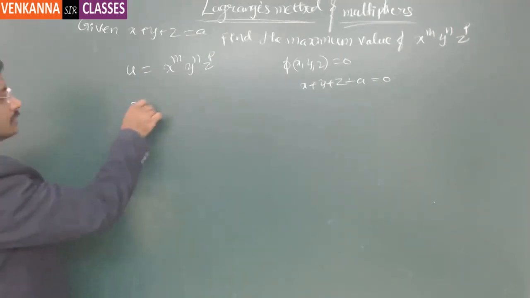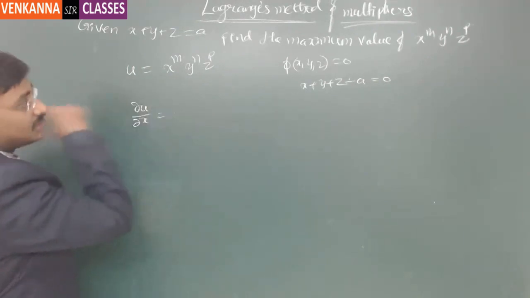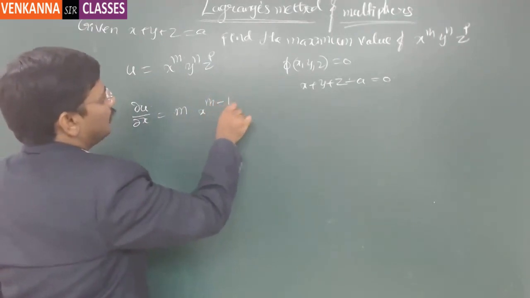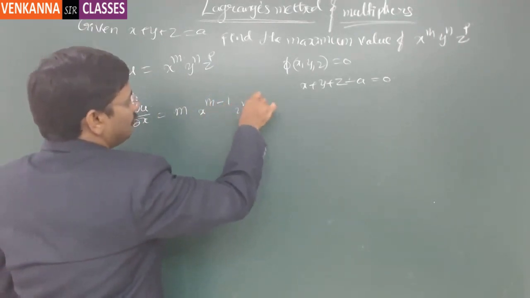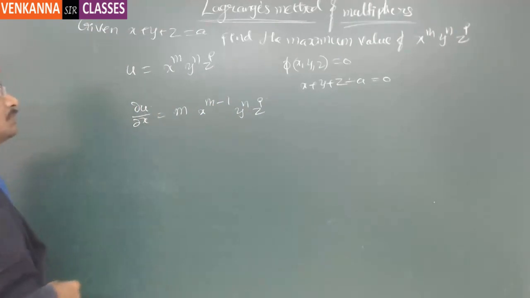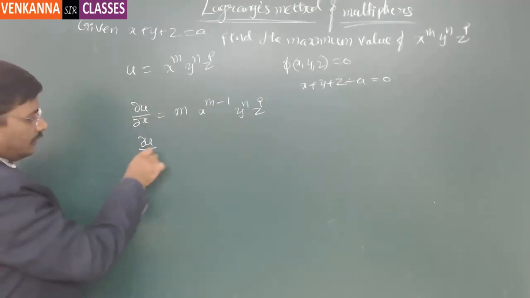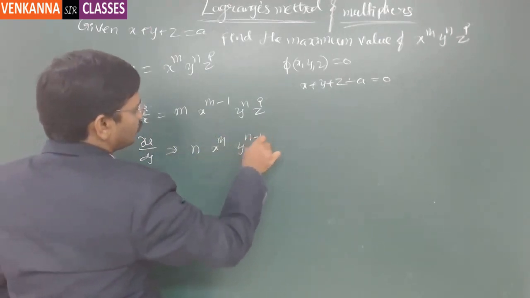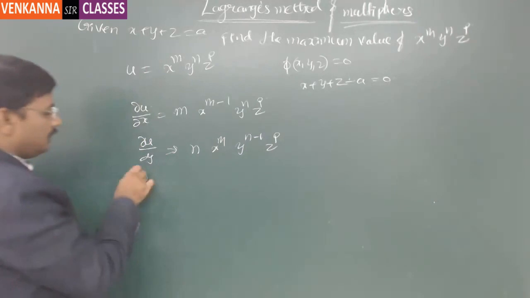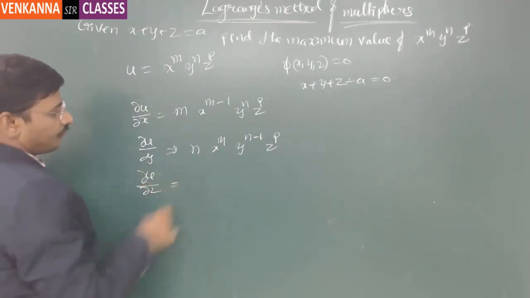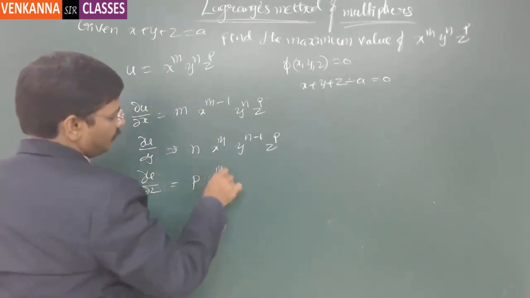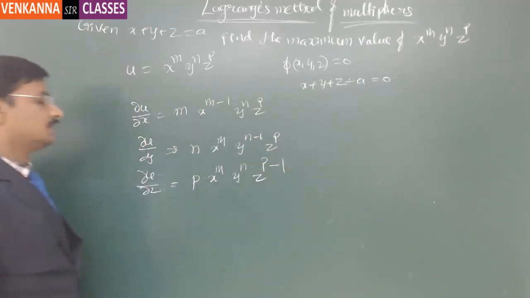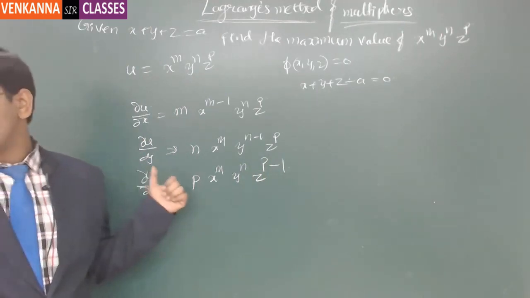So dou u by dou x is nothing but, with respect to x, m into x power m minus 1 into y power n into z power p. Then dou u by dou y will be n into x power m into y power n minus 1 into z power p. Similarly, dou u by dou z is equal to p into x power m into y power n into z power p minus 1. So this is the first derivative of the function for which we have to find the maximum value.